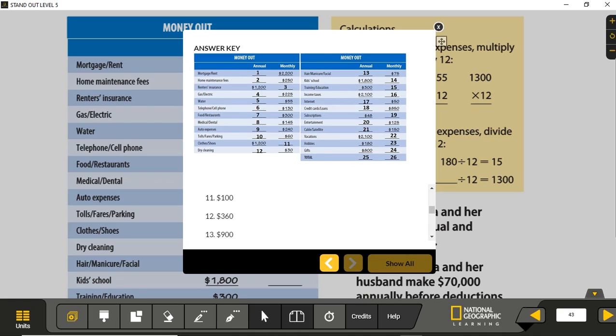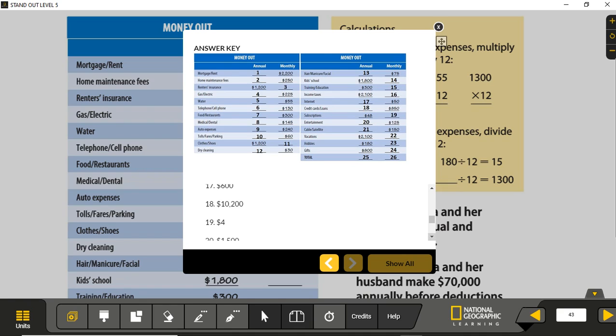Number 13 is $900 a year for hair, manicure, and facial. Number 14, $150. Number 15, $25. Number 16, $175. Maybe I can make this bigger. Nope. Number 17, $600. 18 is $10,200. Ooh, that's a big one.